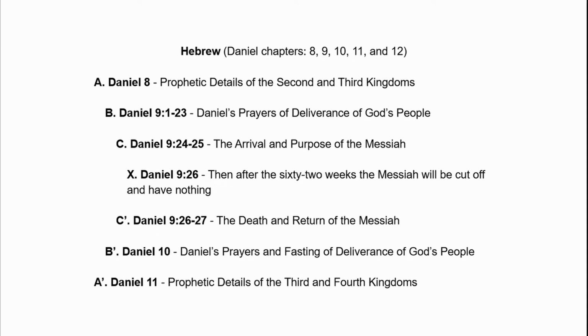Daniel's prayers and fasting of deliverance of God's people is in Daniel 10. The prophetic details of the 3rd and 4th kingdoms is in Daniel 11. The inflection point of this chiasm speaks to the nation of Israel. The Messiah will be sacrificed.